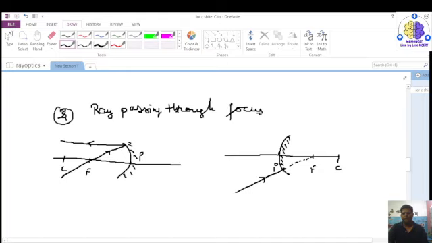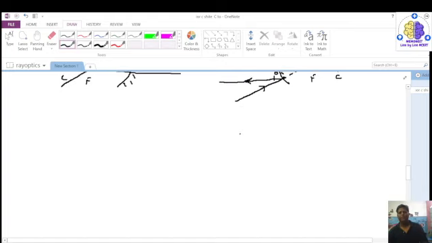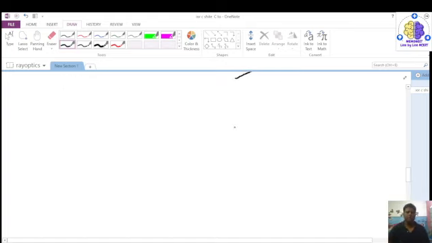Then after reflection, it will travel parallel to the principal axis. So this is the second ray. Then the third ray is the ray incident at the pole.